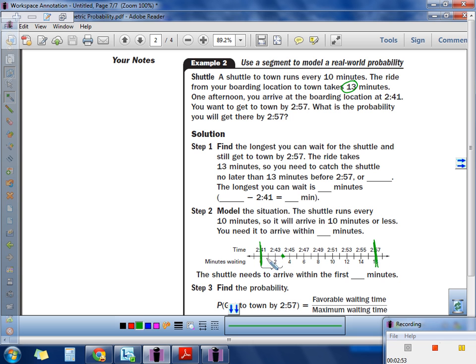So how many minutes are there? That's 1, 2, 3 minutes before missing your shuttle. But how long is the maximum time that you would have to wait for the shuttle? It says it right here. The maximum amount of time you would have to wait is 10 minutes. So that's 3 out of 10 minutes that you can use to catch that shuttle. And that is 30%. So you have a 30% chance of catching that shuttle.